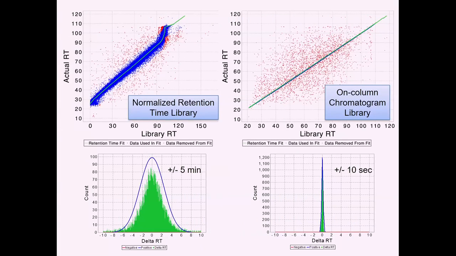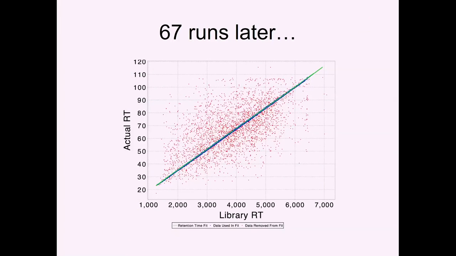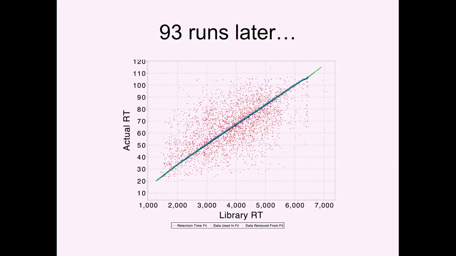So what happens is, with those narrow window data on the exact same chromatography column, at the exact same set of times when we're collecting the other samples, the retention time prediction from the library, which we call a chromatogram library, not a spectrum library, is collected from the DIA data itself and has incredibly narrow and small residuals. So we can predict the retention time to less than 10 seconds. Over a very large number of runs we still have to do an alignment, but 33 runs, 67 runs, 93 runs later, we still have this very narrow and tight ability to predict the retention time from one sample to another.